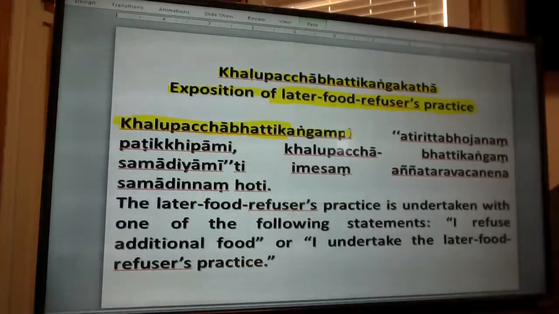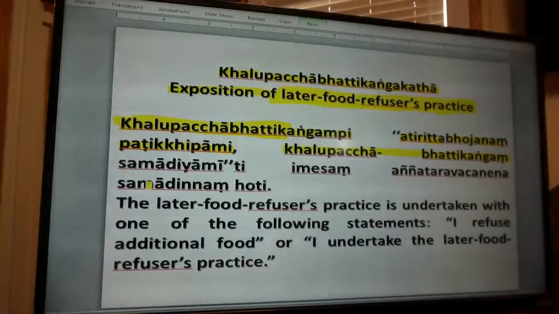So the later food refusal practice: atirita bhojana. Bhojana is food. Atirita means additional. I already told you, additional food means here later food. Additional food means he already refused, and after that his mind changes and he wants to eat. That kind of food, additional food. So atirita bhojana patikhipami means I refuse the additional food.